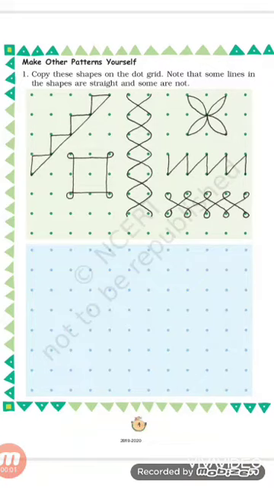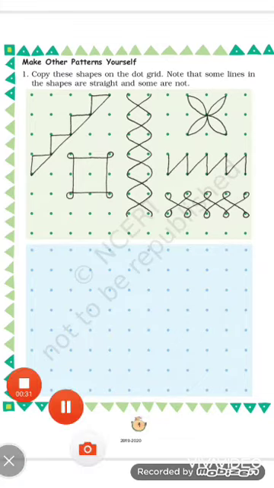Rangoli patterns which I have shown you on the earlier page. So you have to copy these shapes in the grid given below. Some lines are straight lines, some are slanting lines, some are zigzag lines, some are curved lines, right? So these same shapes you have to copy in the grid given below. You can try this at home. Take a plain page and draw the dots like this, and then by joining the dots you can make different rangoli patterns of your choice.